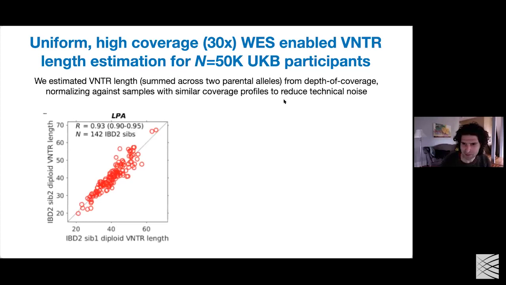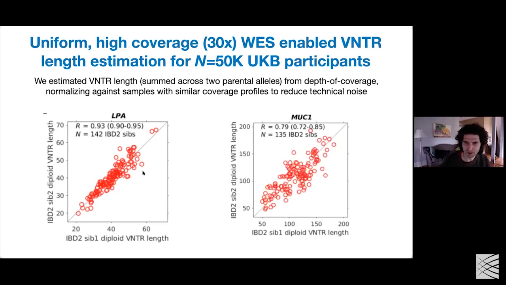At LPA, with VNTR alleles ranging from 10 to 20 kilobases long, siblings that were IBD2, that is, inherited both alleles identically by descent from their parents, had a 93% correlation in their measurements. At MUC1, a shorter VNTR with alleles ranging from 500 to 5,000 base pairs, IBD2 siblings had 80% correlation in their measurements. Noisier than LPA, but still a good amount of signal here.